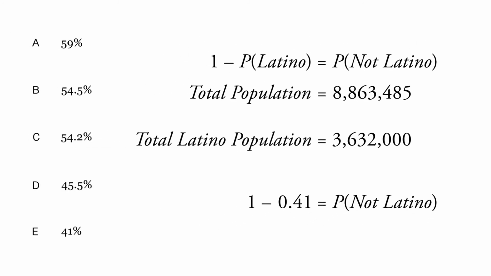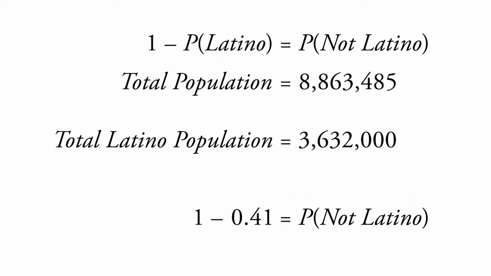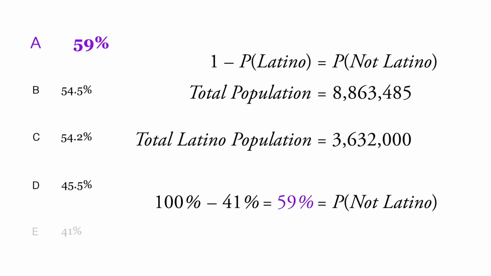One of the available answers is 41%, but that's not the answer we want here, because that's the probability that someone from Houston or San Antonio is Latino. We're looking for the probability that someone from Houston or San Antonio does not identify as Latino. And so you have 41% who do, so 100% minus 41% is 59%. So we have 59% of people in those two cities do not identify as Latino.